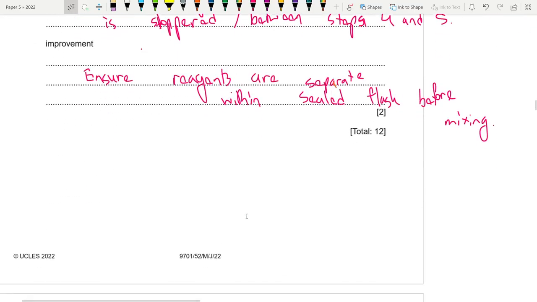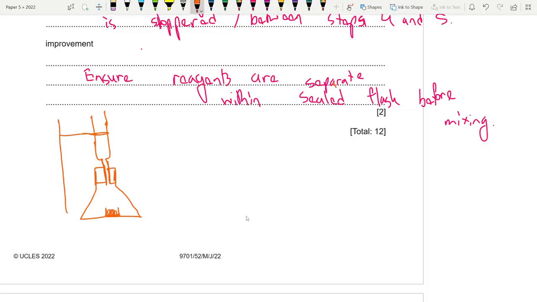Honestly, this is how it's done. Typically, this is what we do. So this is the conical flask, right? We typically keep the ribbon in a vessel over here, and there's a hole in the stopper, okay? And basically it is connected to a burette over here, which is connected to a retort stand on the side like this.